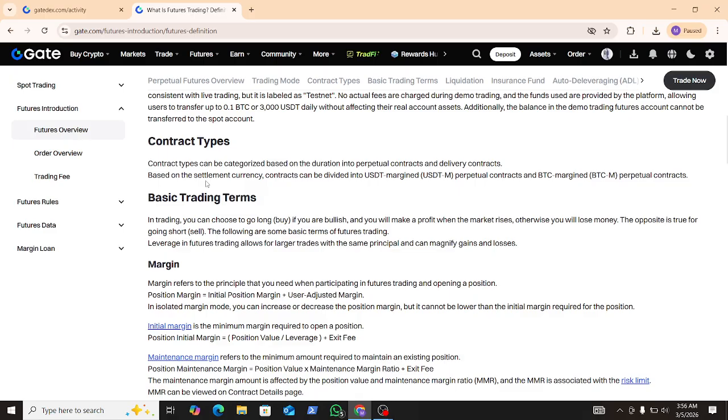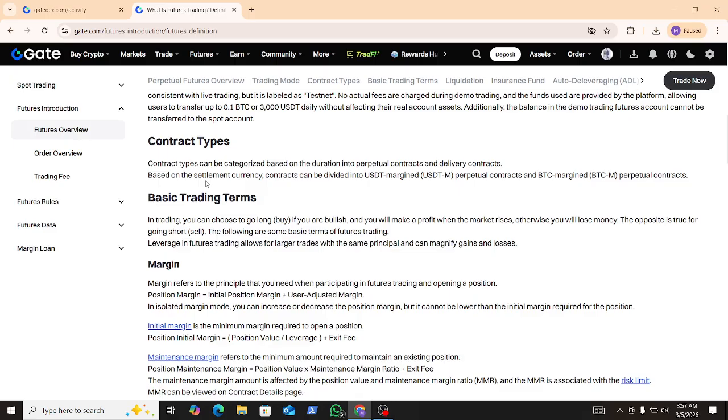Margin. Margin refers to the principal you need when participating in futures trading and opening a position. Position margin is equal to initial position margin plus user-adjusted margin in isolated margin mode. You can increase or decrease the position margin, but it cannot be lower than the initial margin required for the position. Initial margin is the minimum margin required to open the position.